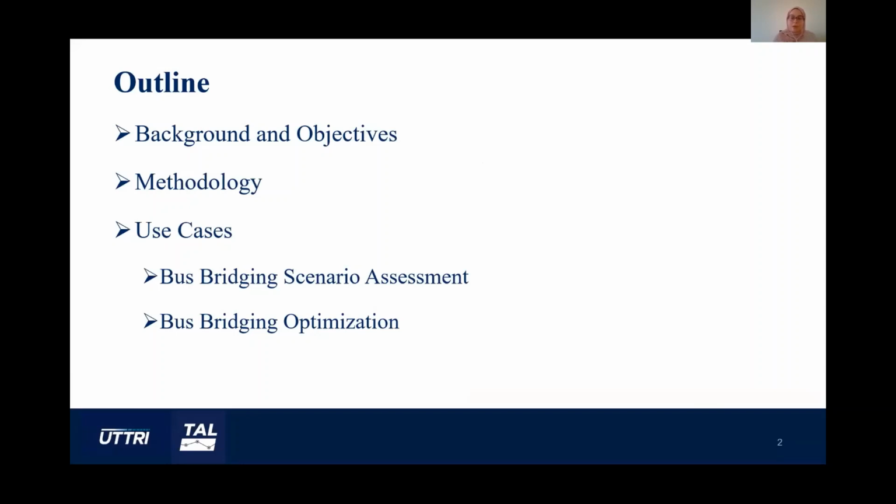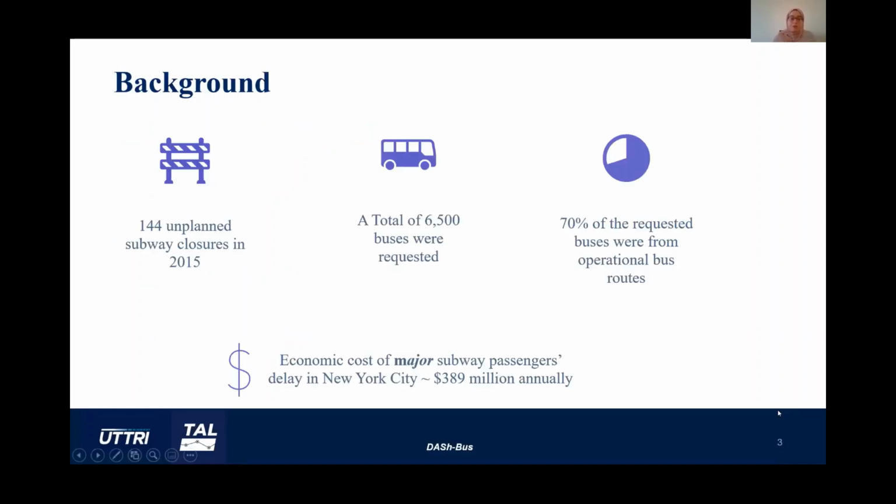There is going to be a bit of background and objective. I will go very briefly over our methodology, and the focus will be on our use cases: one on assessment scenarios of bus bridging and shuttle bus deployment, and the other focusing on optimization. So from data we obtained from the TTC on unplanned rail disruptions, we noticed that around 144 unplanned subway closures occurred.